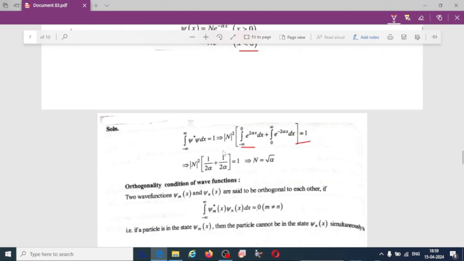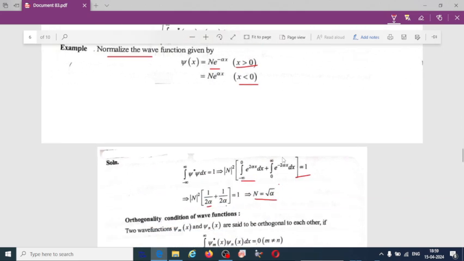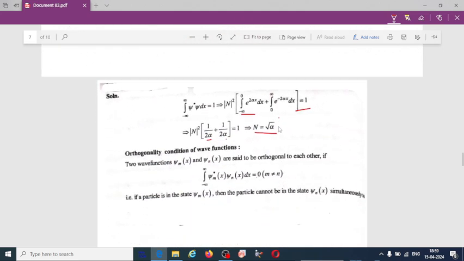So n square is common, you can take it out. Once you integrate with respect to dx, we will get 1 divided by 2 alpha for both, that is equal to 1. So n will be, if you take n is equal to root of alpha. This is the normalization condition for the given wave function, n is equal to root alpha.